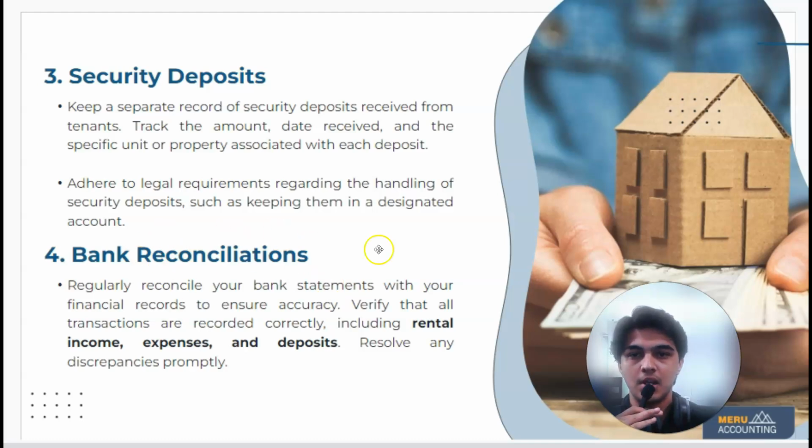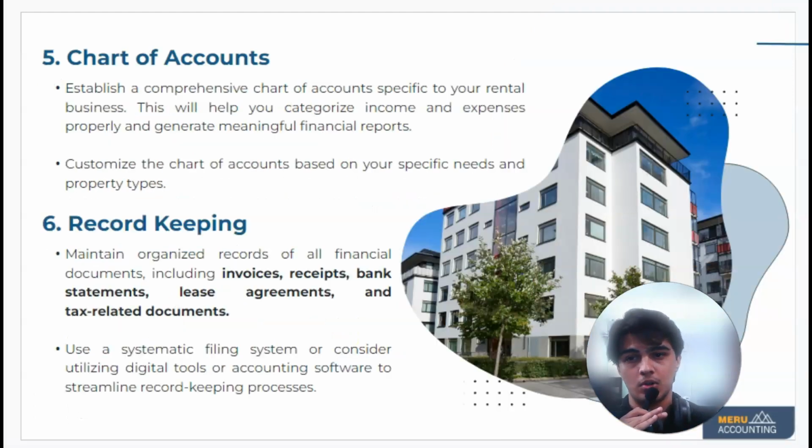Next is bank reconciliation. In bank reconciliation, you need to regularly reconcile your bank statements with the records that you have made, with your financial records. You will need to verify that all the transactions are accurately recorded. This will include your rental incomes, your expenses, the deposits that have been made by the tenants, or any other things. This will help you to find if there is any error in the transactions or not.